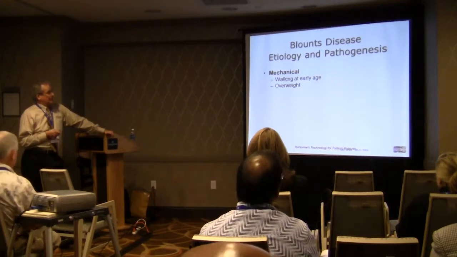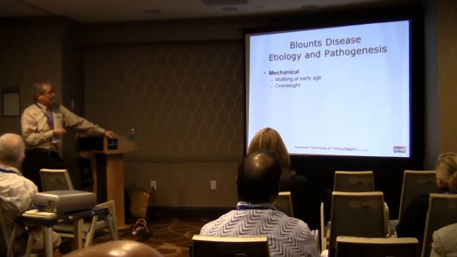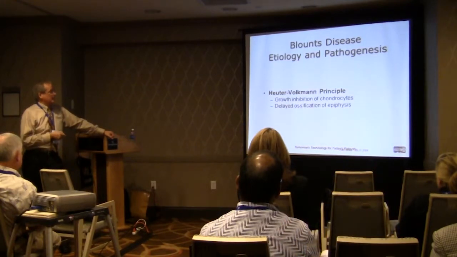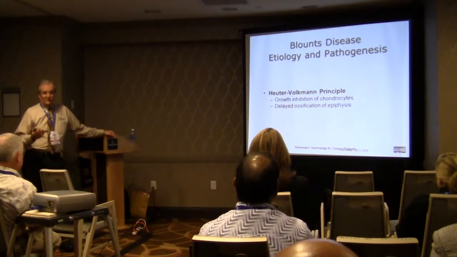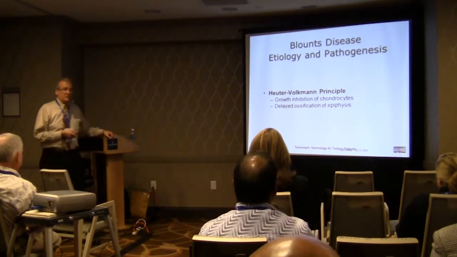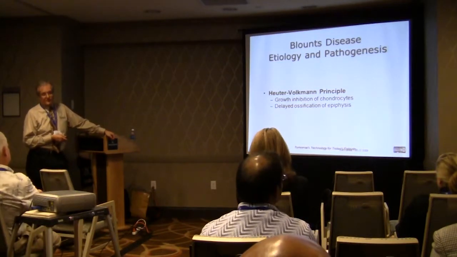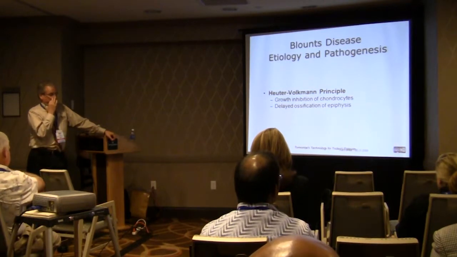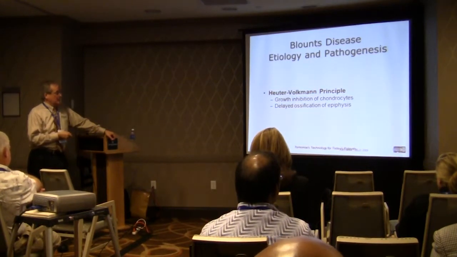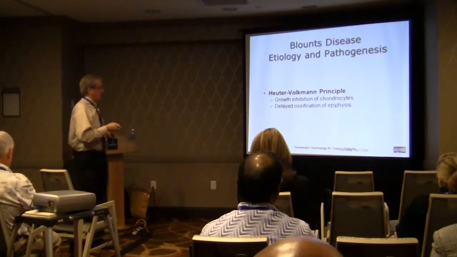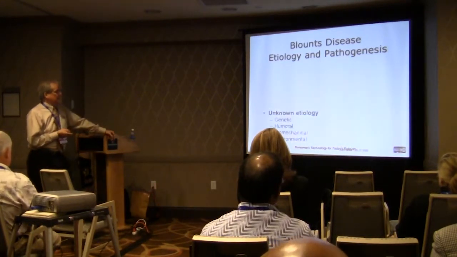When you look at the etiology and pathogenesis from a mechanical standpoint, again, walking at an early age, overweight, loading the extremity. The Hueter-Volkmann principle basically is a pressure principle where there's too much pressure on the medial compartment and it actually inhibits the chondrocyte growth on the medial compartment. That's some of the philosophy behind what causes Blount's disease. And it actually delays the ossification of the epiphysis. That's where you get that lipping effect on the medial side.